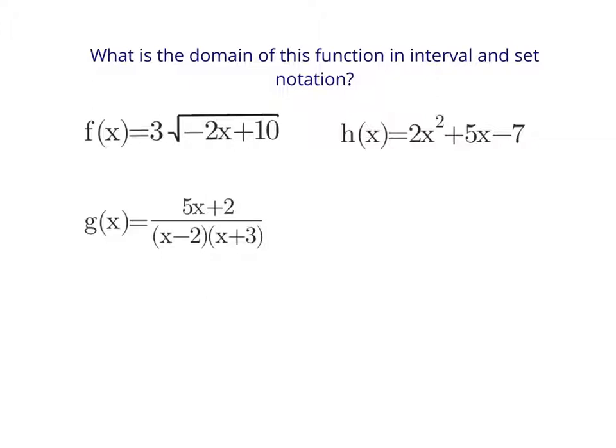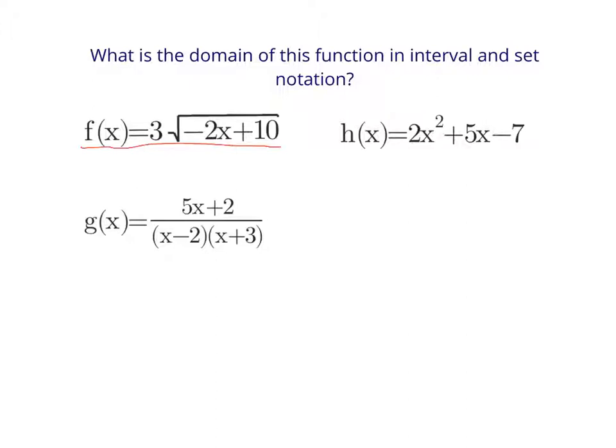For example, on f of x, what kind of numbers can I not take the square root of? So I know I can take the square root of positive numbers because anytime I square a number, I'm going to get a positive value. I know I can take the square root of 0 because 0 squared is 0. But I cannot take the square root of a negative number.